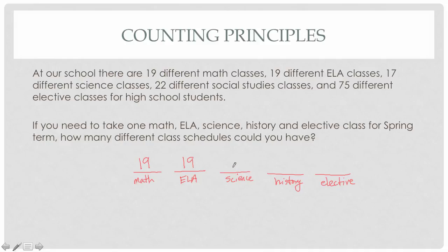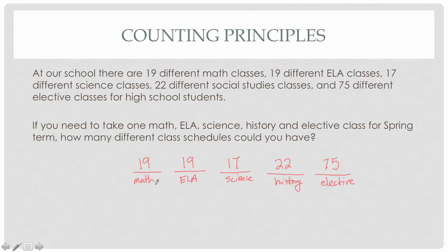For science, we've got only 17. For history, we have 22. History, social studies, same thing. And for electives, we have 75. But I want to know all my schedules, so I can't just look at one independently.